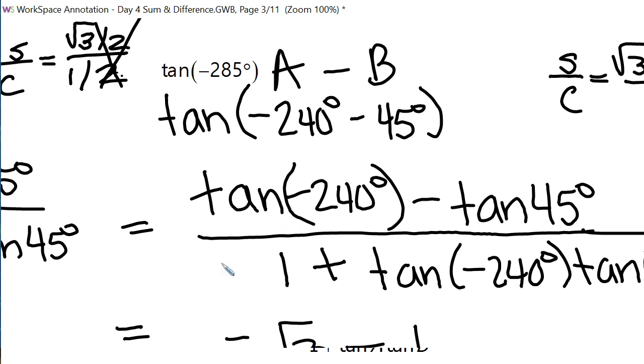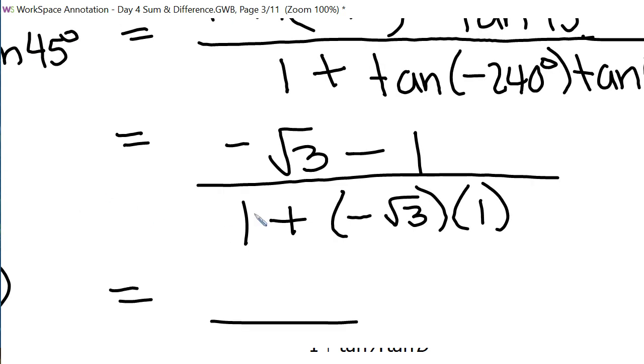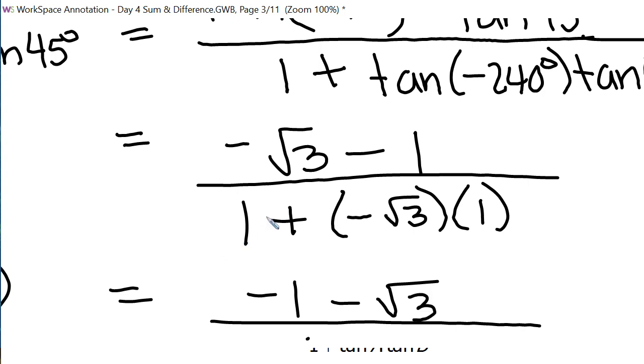We'll have 1 plus, then we need to multiply those two values together. Negative square root of 3 times 1. Now again, make sure the radical is at the back. So make sure it's negative 1 minus square root of 3. And in the denominator, bring down the 1. And negative square root of 3 times 1 is negative square root of 3. And again, we're not going to multiply by the conjugate. We'll just leave it as that, as our combination.